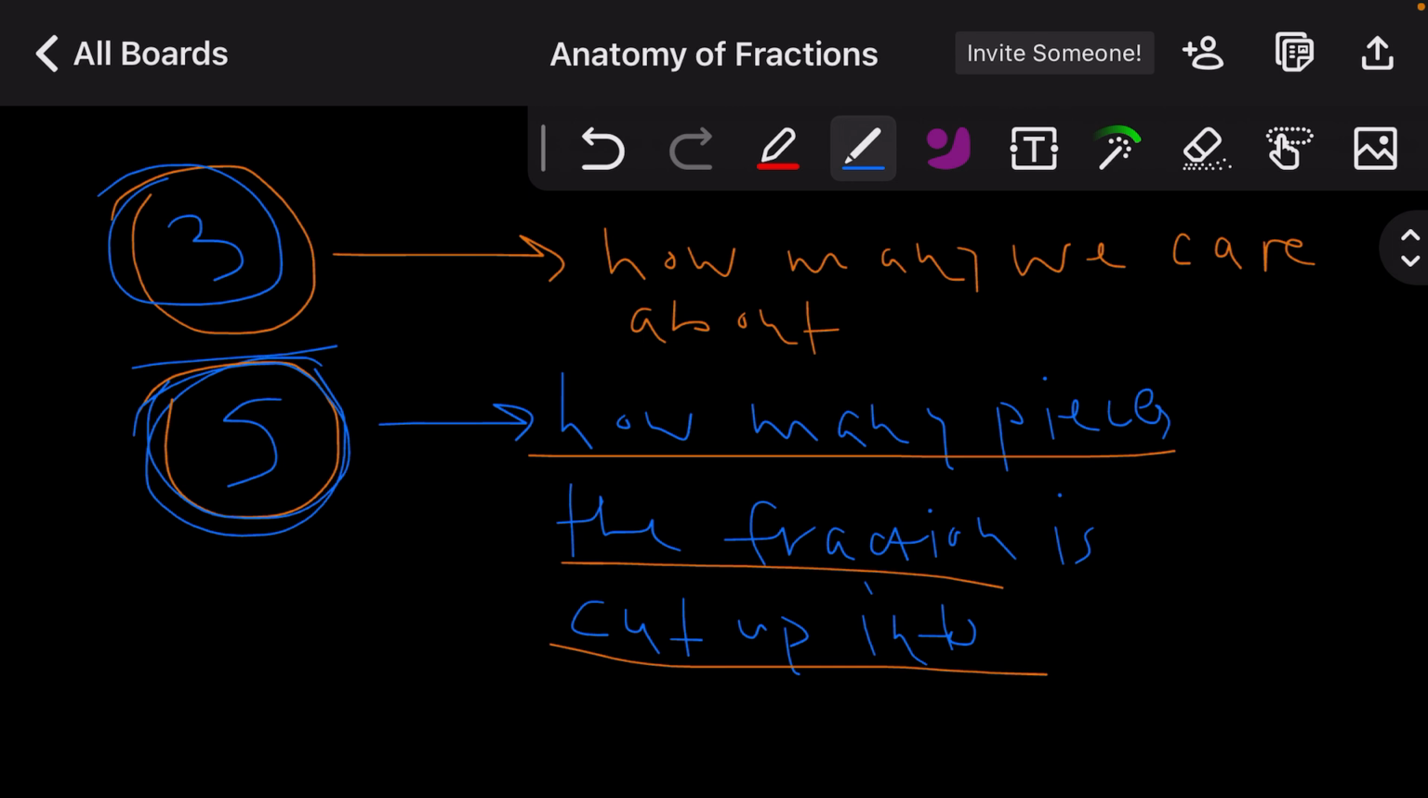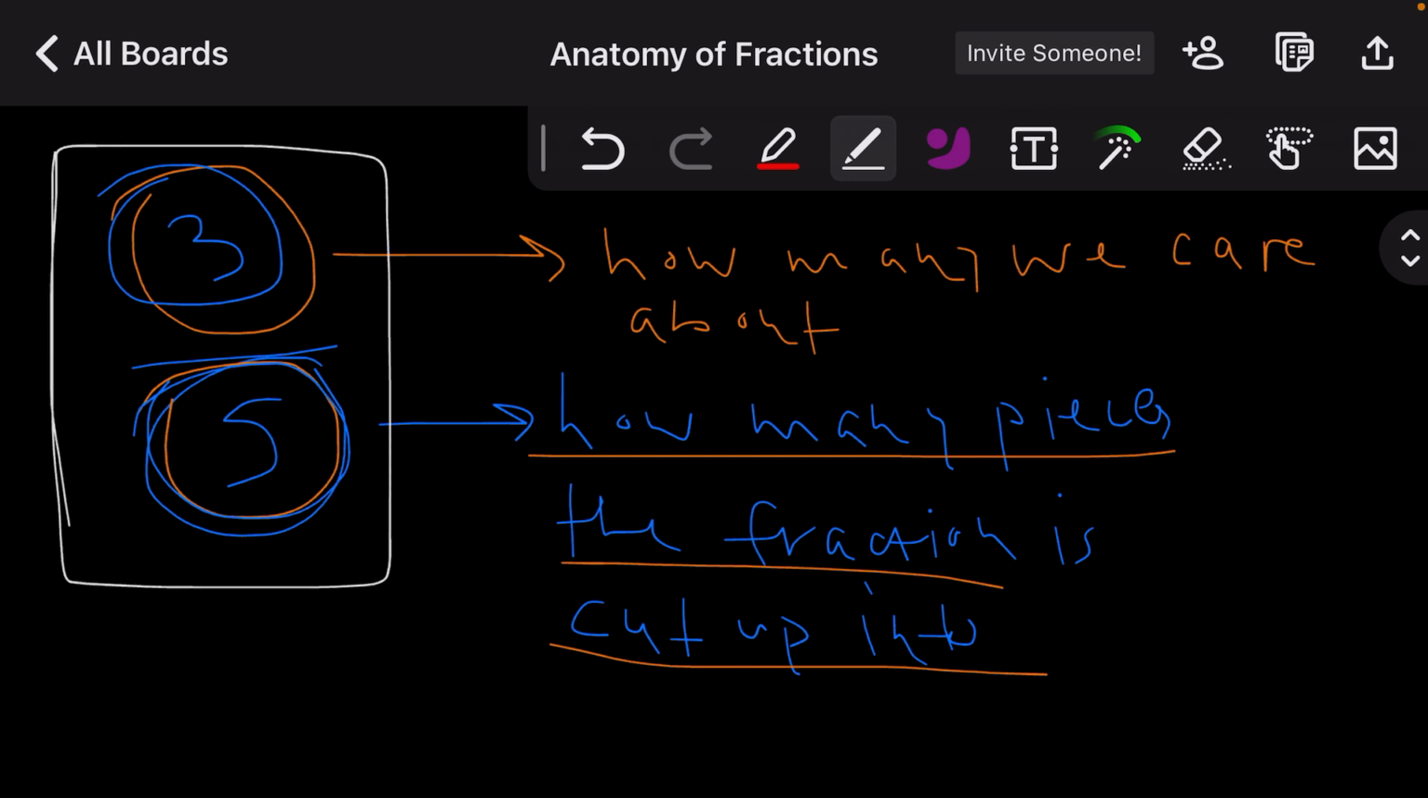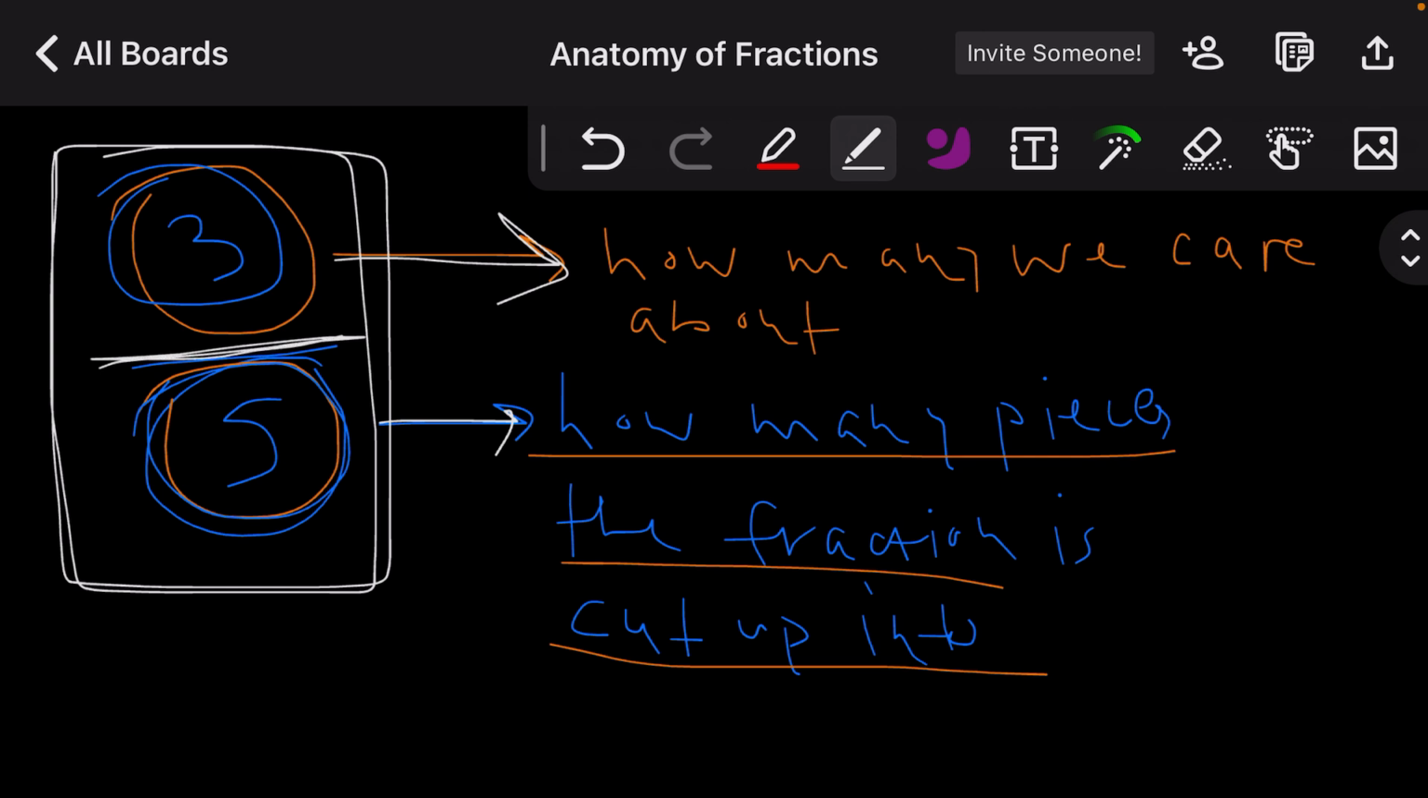Again, the anatomy of a fraction is that it always consists of a number on top and a number on bottom. The number on top lets you know how many we care about, and the number on bottom lets you know how many pieces the fraction is cut up into. Another way to think about it: this number in the middle, you can say "out of." So 3 out of 5. That can illustrate what's going on with the fraction.